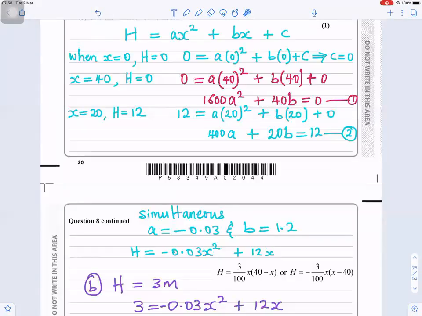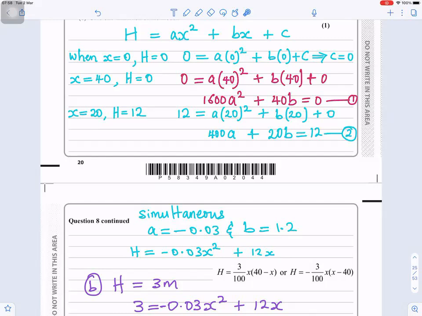So we write a quadratic equation as ax squared plus bx plus c. That's the general form of a quadratic equation. Now, we know when x is 0, h is 0. So we substitute h is 0 and x is 0. That'll give us 0 is equal to a times 0 plus b times 0 plus c. That means c is equal to 0.